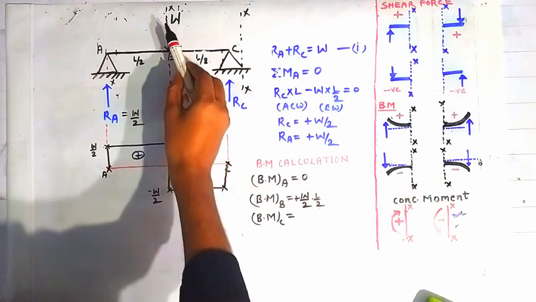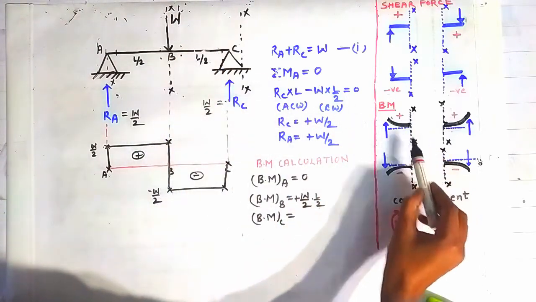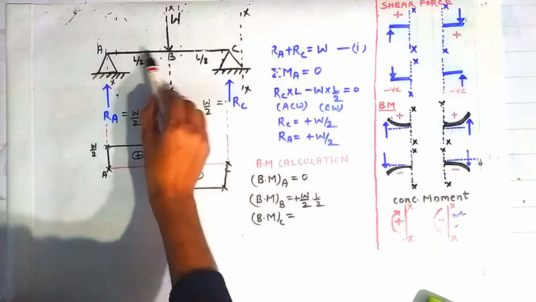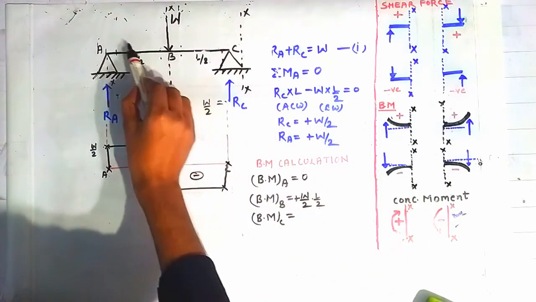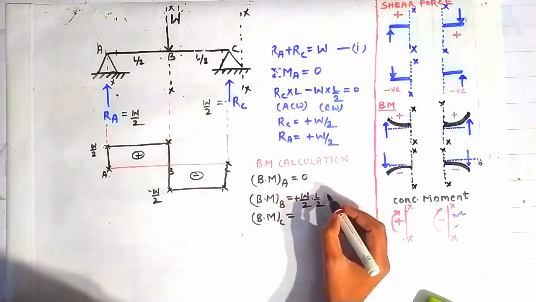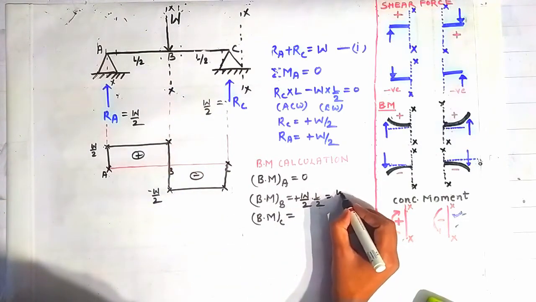Similar is the condition here. This is the section x-axis like this, and this force is acting like this over this beam AB and trying to convert this portion AB in concavity up direction. So it will give us WL by 4.